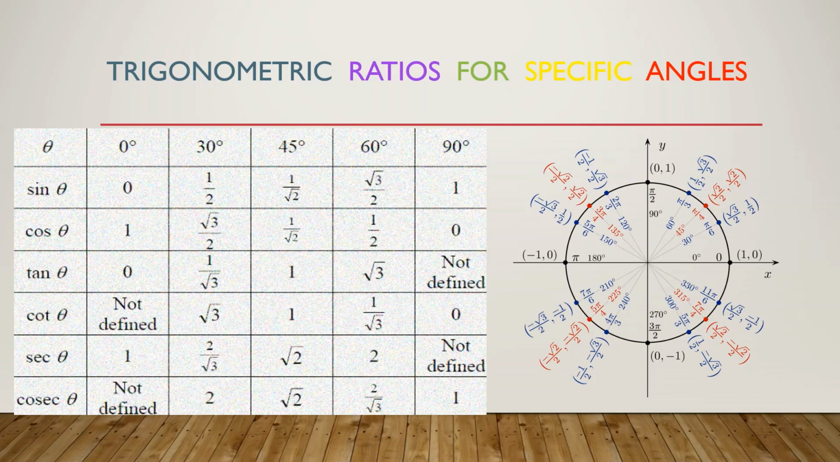The last, that is the cosecant of theta, is a reciprocal of sine theta. Cosecant 0 degrees is 1 divided by 0, that is not defined, and cosecant 30 degrees is 1 divided by half, which gives us 2. Cosecant 45 degrees is 1 divided by 1 by root 2, which gives us root 2. Cosecant 60 degrees is 1 divided by root 3 by 2, which gives us 2 by root 3. And cosecant 90 degrees is 1 divided by 1, which gives us 1.